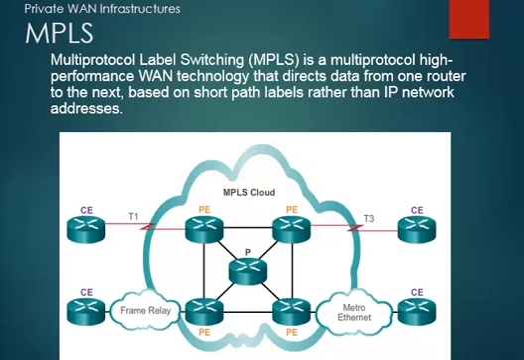Notice that different sites can connect to the MPLS cloud using different access technologies. In the figure, CE refers to the customer edge. PE is a provider edge router, which adds and removes labels, while P is an internal provider router, which switches MPLS labeled packets.